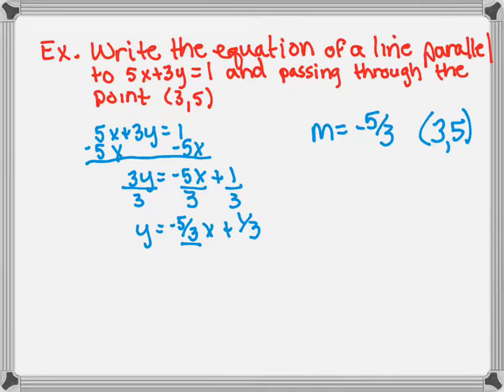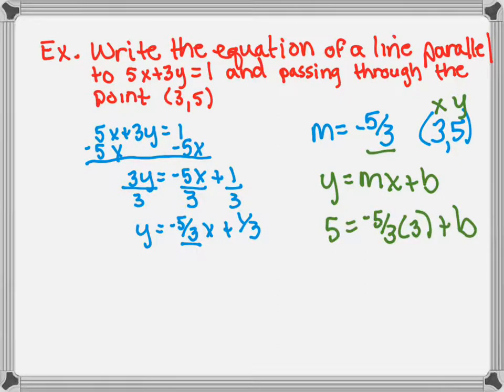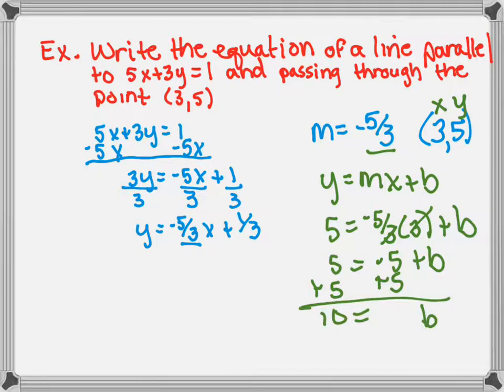Okay, we know that the line is going to pass through the point 3, 5. So let's use y equals mx plus b. We know that our slope is negative 5/3. X equals 3 when y equals 5. Let's substitute in. 5 equals negative 5/3 times 3 plus b, or 5 equals negative 5 plus b. Adding 5 to both sides, 10 equals b. So the equation of our line is y equals negative 5/3 x plus 10.